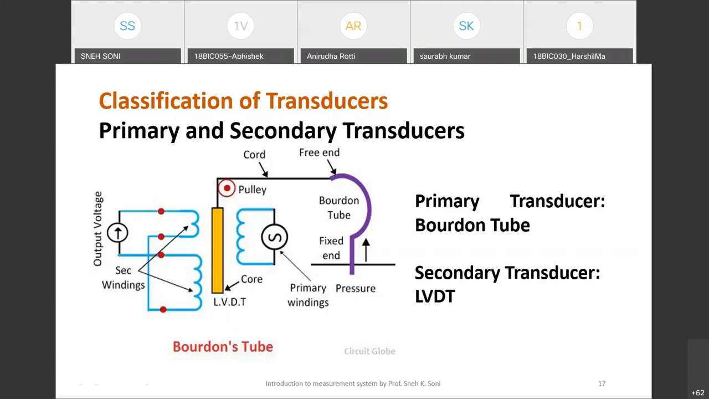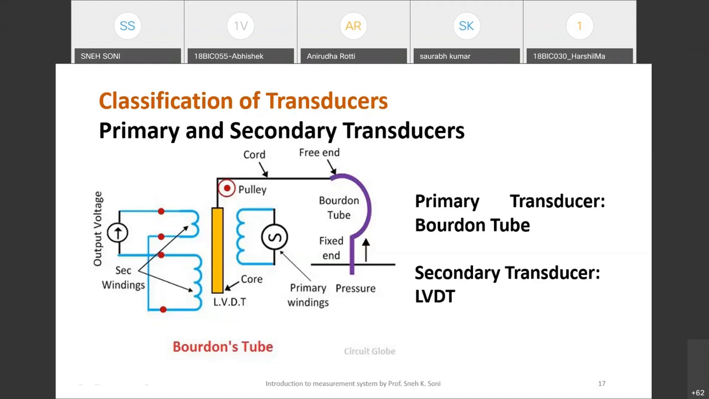So a primary transducer is a transducer which is not capable of converting to the electrical form. So we are using primary plus secondary. So at the end you are getting a secondary electrical signal. So here the primary transducer is your burden tube, and the secondary transducer is your LVDT. All of you are clear?